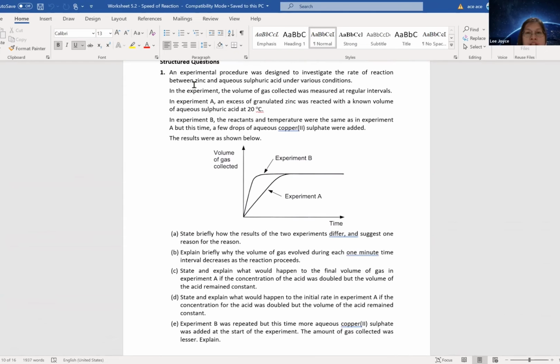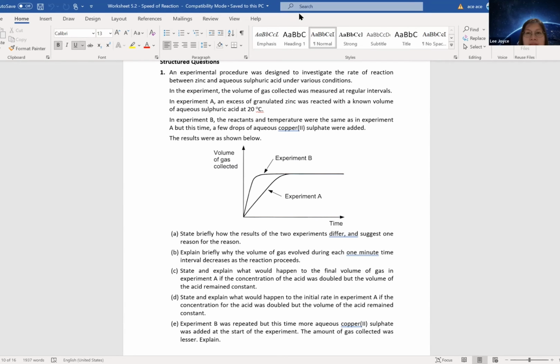So we have reactions between the metal zinc and the sulfuric acid. Okay, and then in the experiment, the volume of the gases are collected at different intervals. So in experiment A, they are using the granulated zinc. Experiment B is where they use the same reactants, the same temperature as well, but with a few drops of the copper 2 sulfate. So in fact, for experiment B, they were also using the granulated zinc, same amount of reactants. But once we have added the copper 2 sulfate, it seems that the reaction becomes faster, right? Yeah, so this tells you that copper 2 sulfate could be a catalyst.